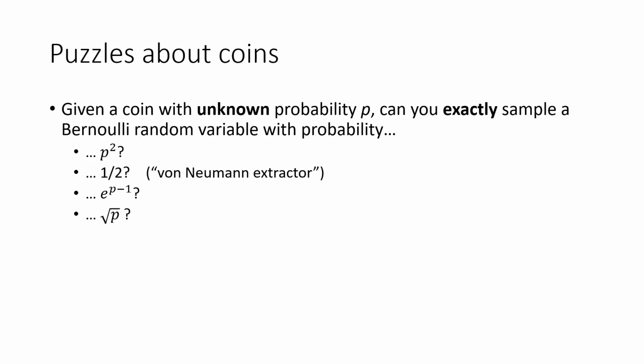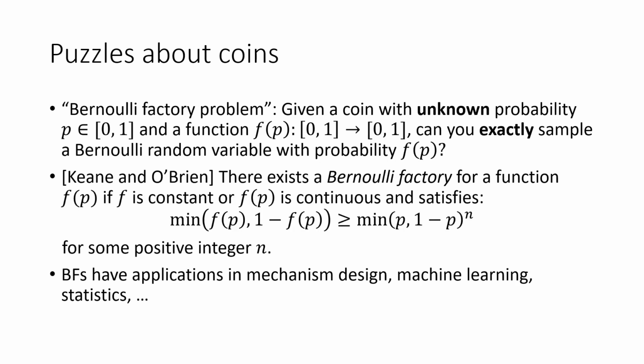But now, instead of asking you to return a Bernoulli random variable with probability p squared, I might ask you to return a Bernoulli random variable with probability 1/2. This is a famous puzzle due to von Neumann. Or a random variable with probability e to the p minus 1, or a random variable with probability square root of p. So I won't explain how to do this, you can think about it yourself, but the reason I bring it up is because these types of puzzles are exactly what Bernoulli factories are.